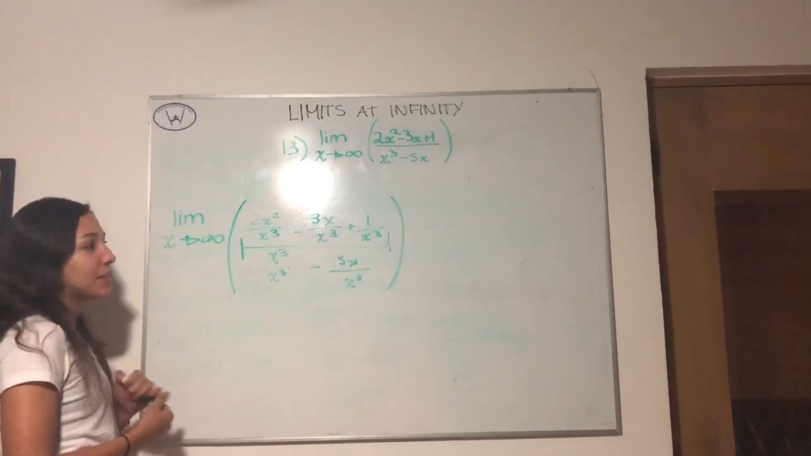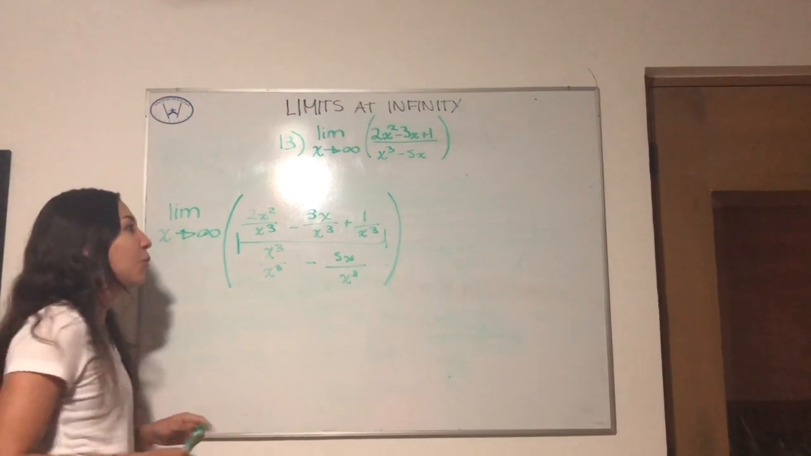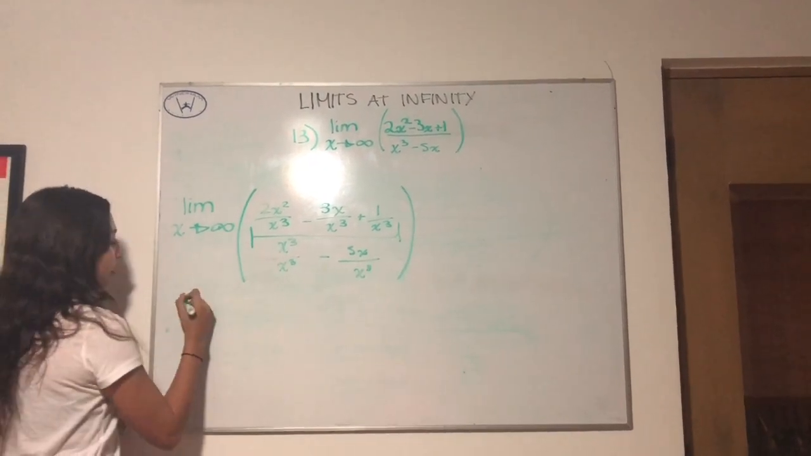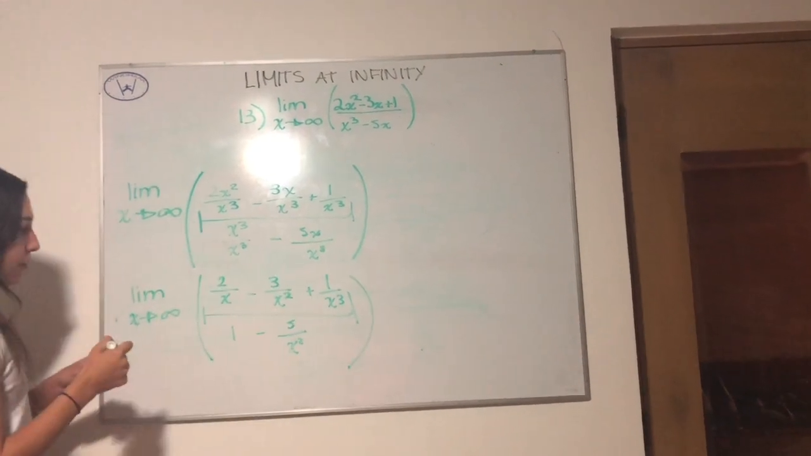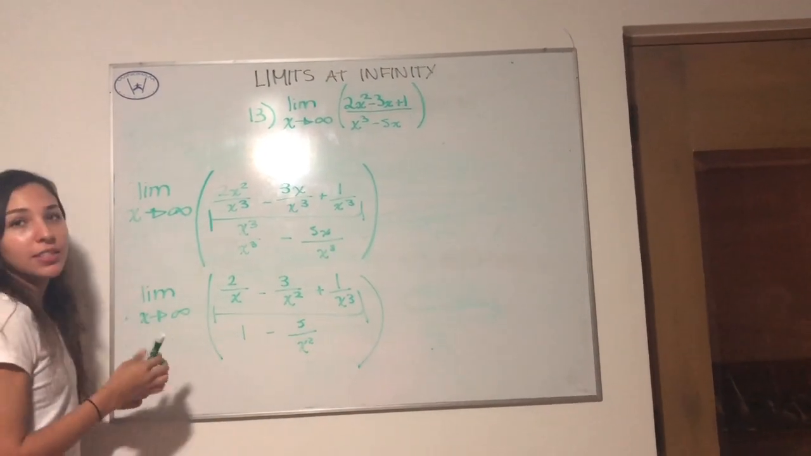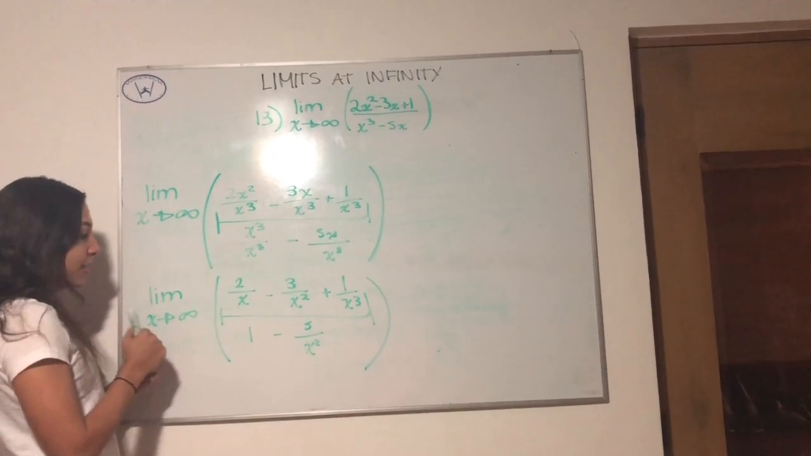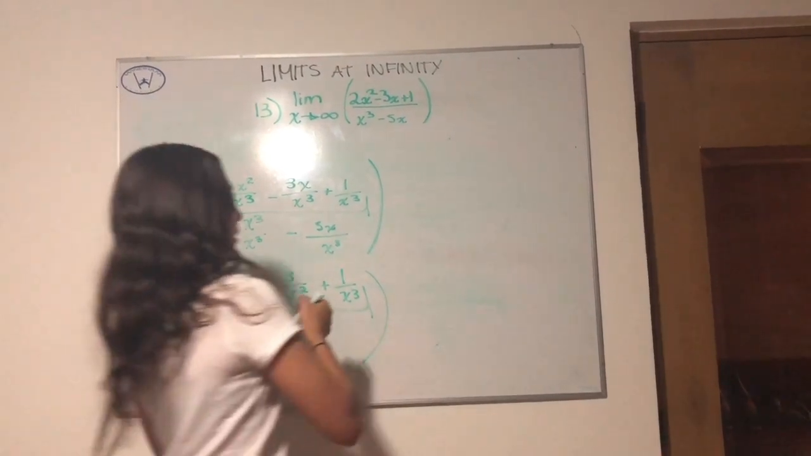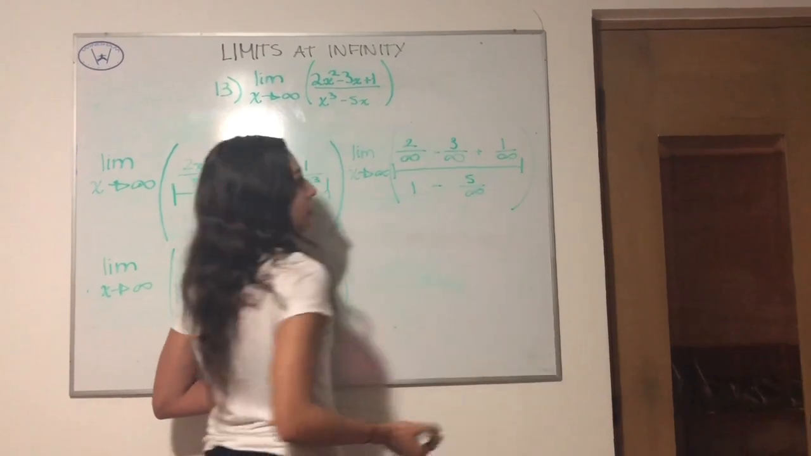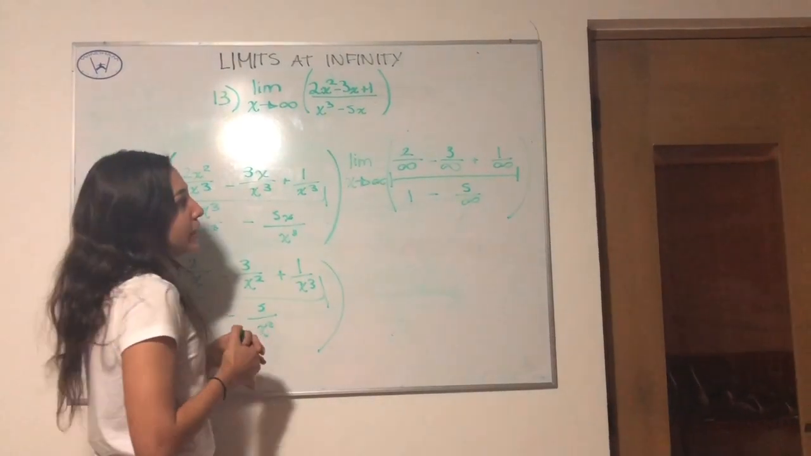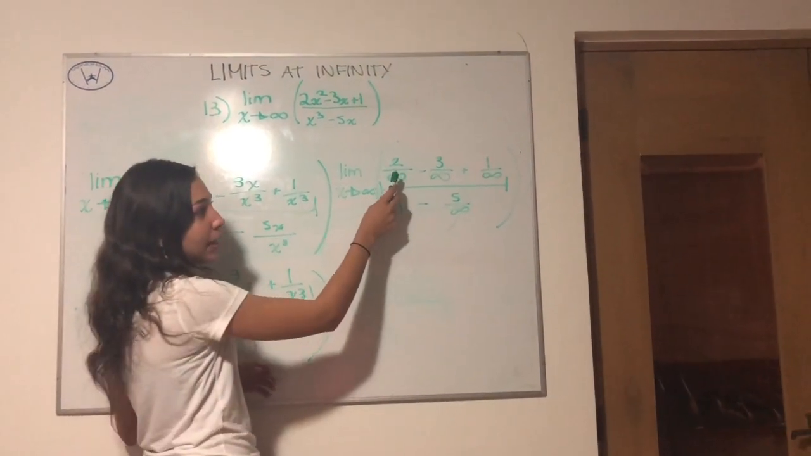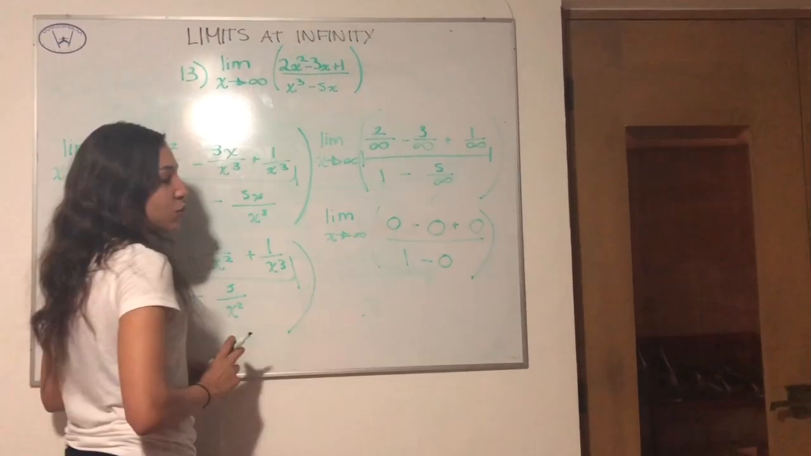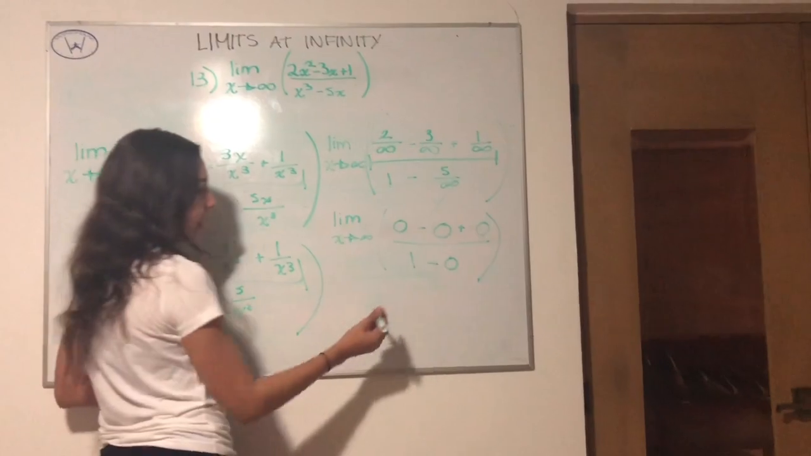Okay, so the next step is simplify as much as we can. So we're going to cancel our x's. Okay, now this is simplified and we are going to substitute with infinity. Okay, so now a basic rule is that everything divided by infinity will be equal to 0. So now we have to simplify again.